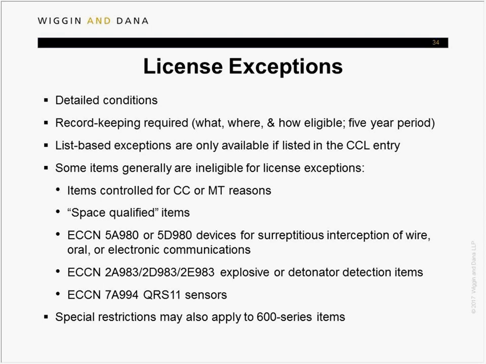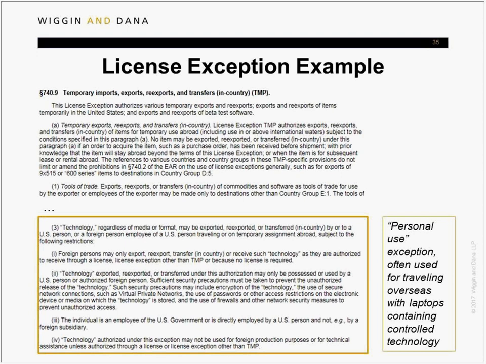There are some items that you just can't use license exceptions for. I've written down some of them here on the slide. And 600 series items are always a question. You always have to read very carefully to figure out if a license exception can be used with one of those formerly ITAR munitions items that are now in the 600 series. There's an exception here that you can read. I'm not going to dwell on it because we could talk about it all day, but you can get a sense from looking at the slide how much text there is associated with each exception and how carefully you have to read. This happens to be one here that often is used in order to allow you to take a laptop out of the country with controlled information on it. So that's a good one to know about.